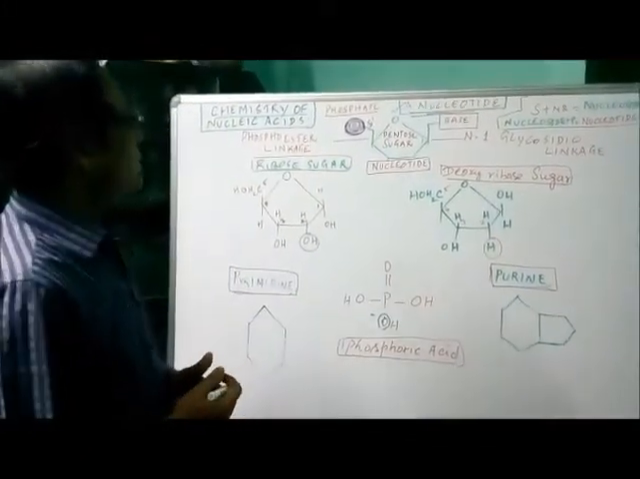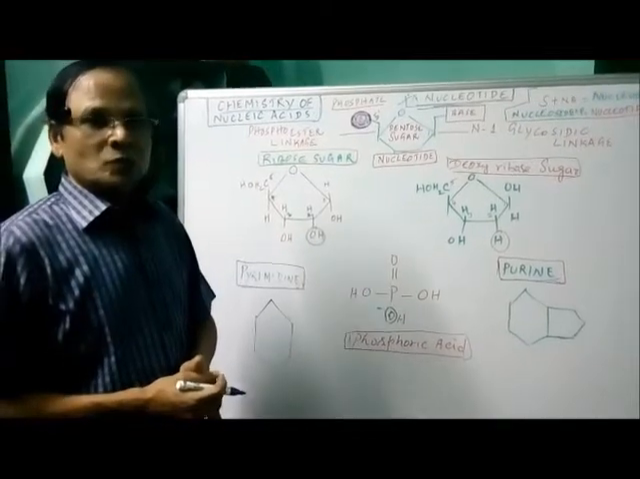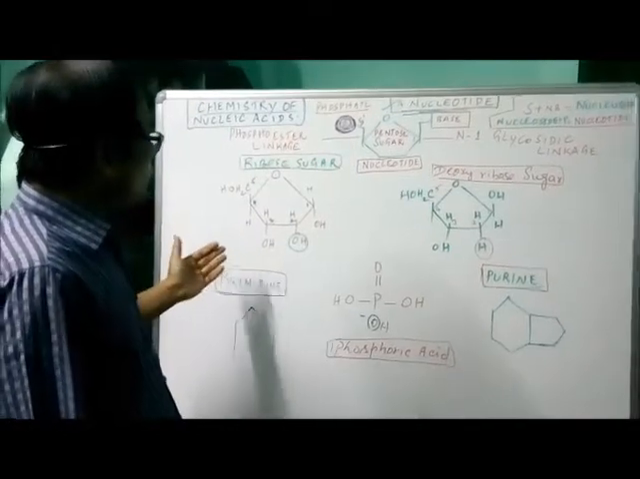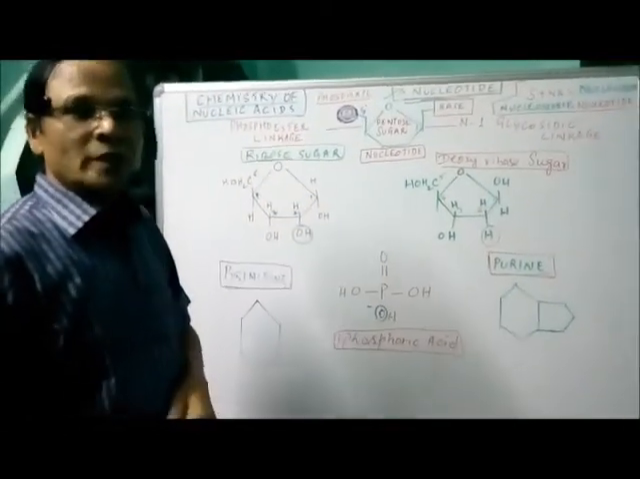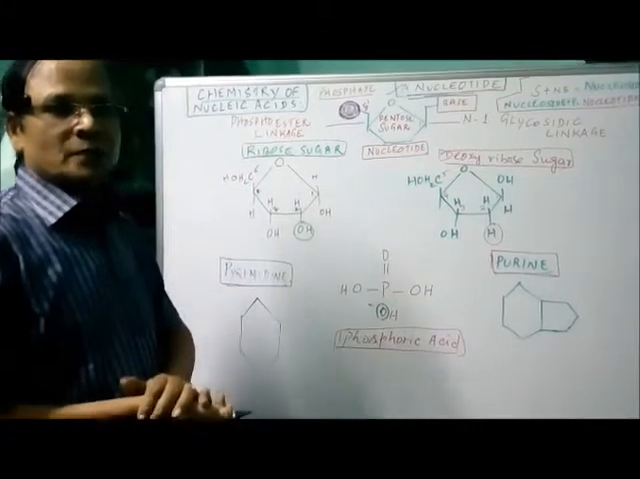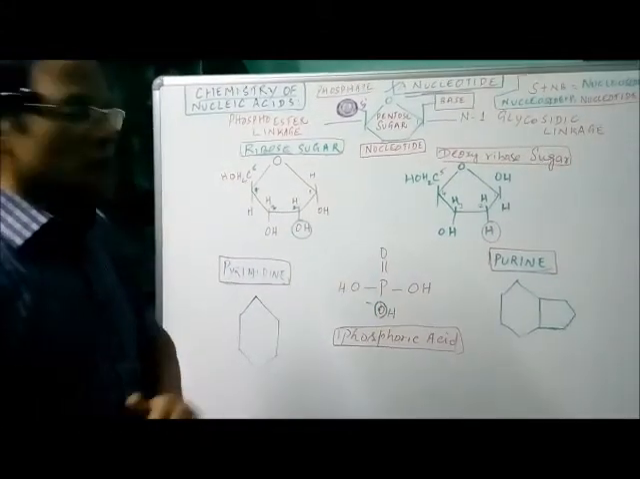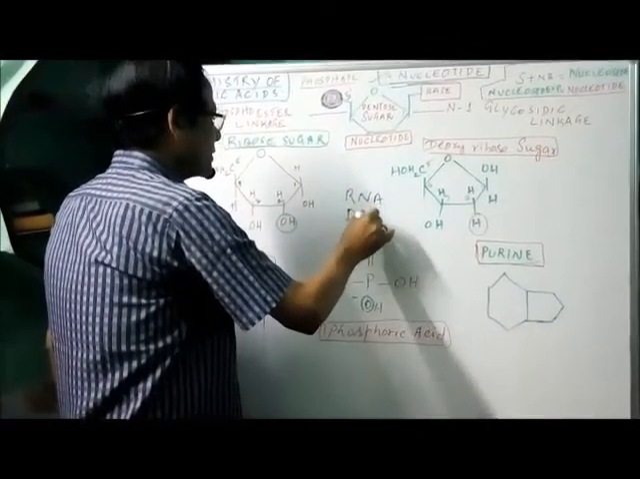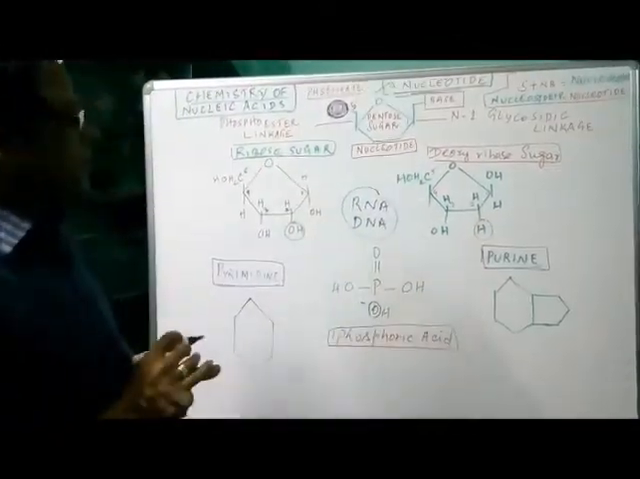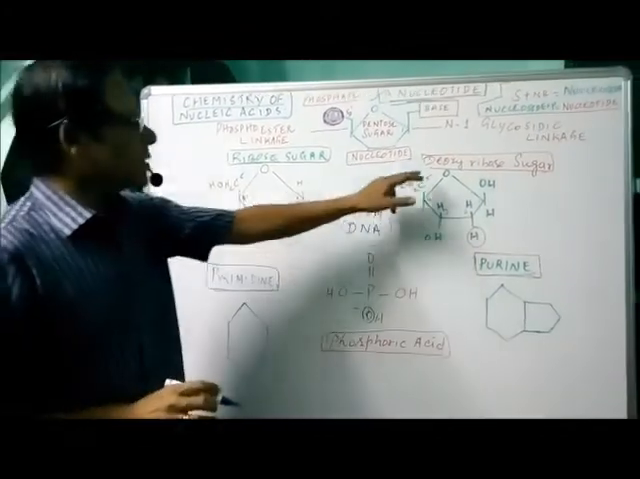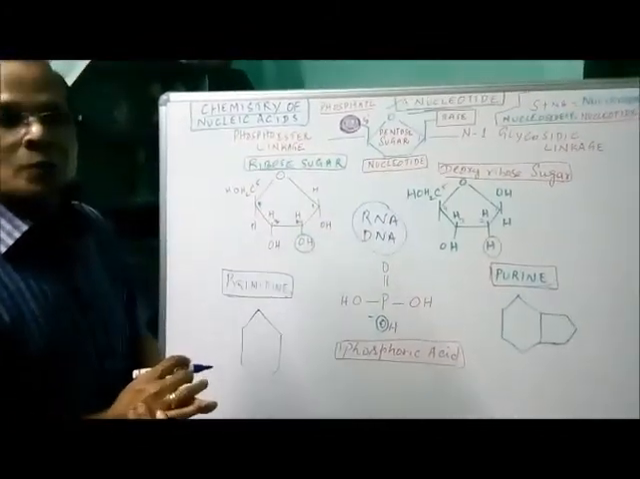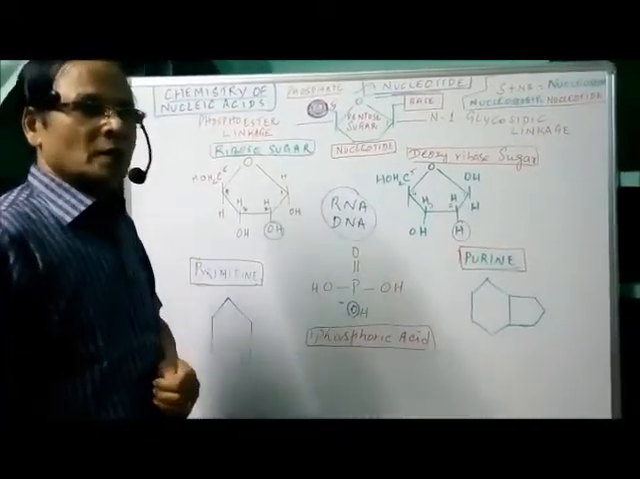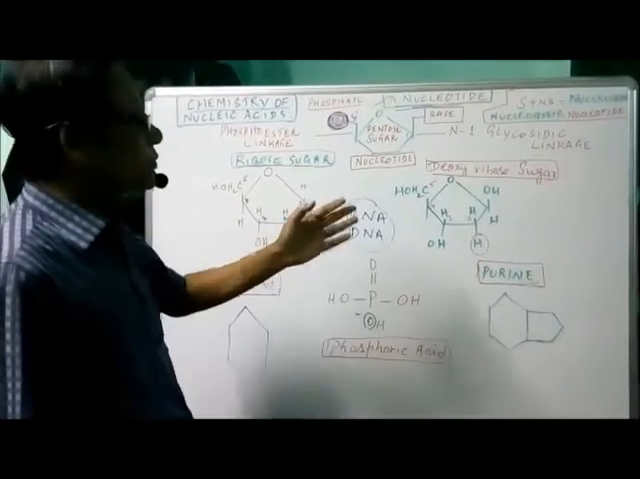Now, let's talk about the first one, the pentose sugar. You already studied something about this in your 11th standard, so you may want to recall those things. Based on the nature of the sugar present, the nucleic acids are classified into two types. You know that: RNA and DNA. These are the two types of nucleic acids. RNA contains a ribose sugar and DNA contains a deoxyribose sugar. Both are pentose sugars having 5 carbon atoms. Now the only difference between these two.